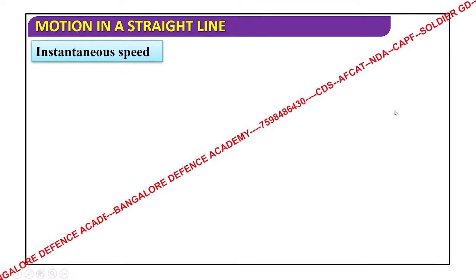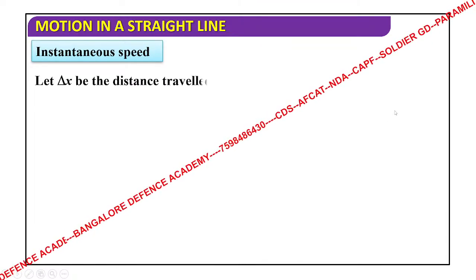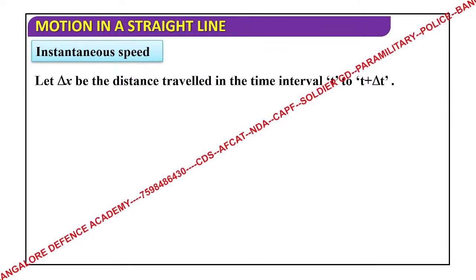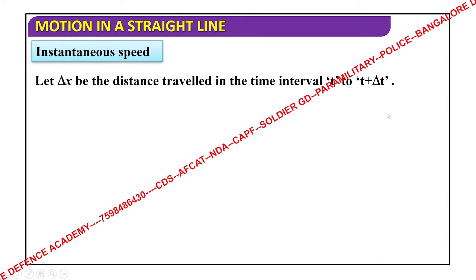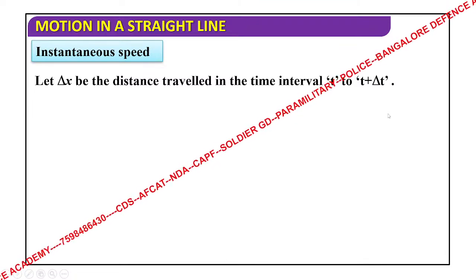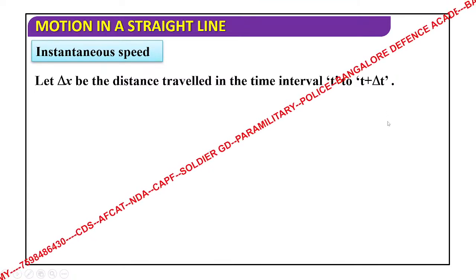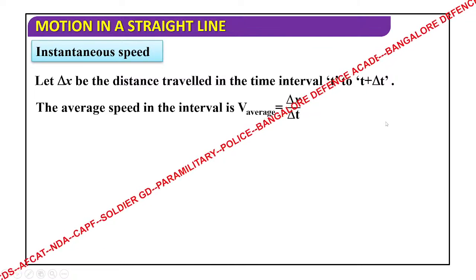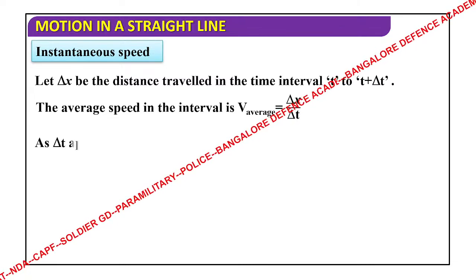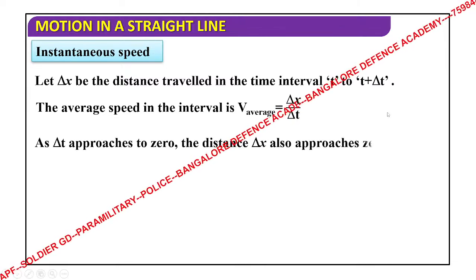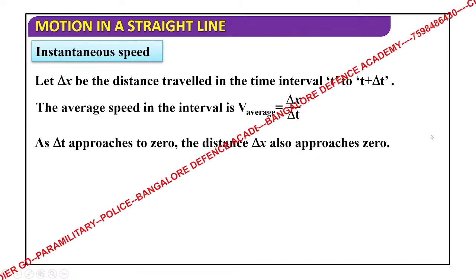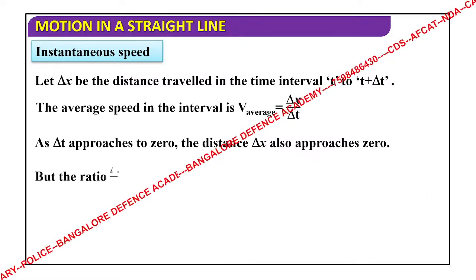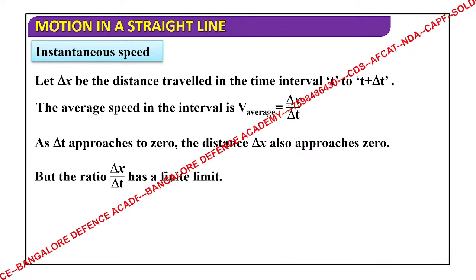Next, you have instantaneous speed. Let delta x be the distance traveled in the time interval t. Definitely the time will be more, so I am taking t plus delta t here. Delta t means extra time here. The average speed in the interval will be delta x by delta t. Next, as delta t, the change in the time, approaches 0, the distance traveled is also approaching 0, but the ratio has a finite limit.